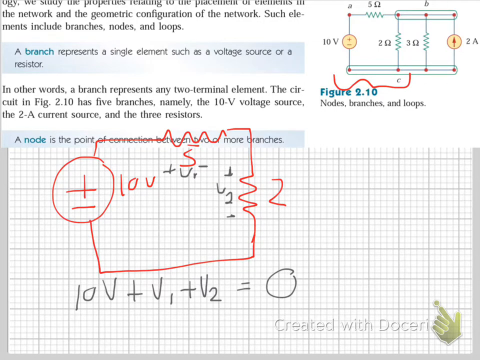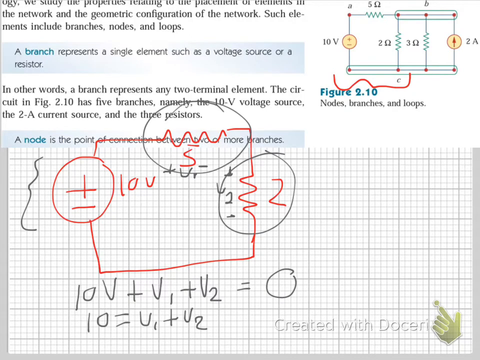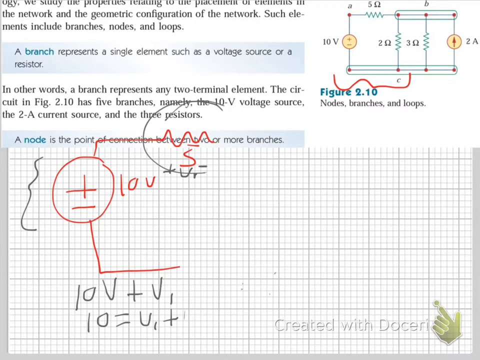It says that, okay, actually I may have written it the wrong way. This is supposed to be 10 is equal to V1 plus V2. My bad. I got my signs mixed up. So this basically means that this 10 volts is distributed between this component and that component. That is what KVL basically states. This is, again, nothing new.